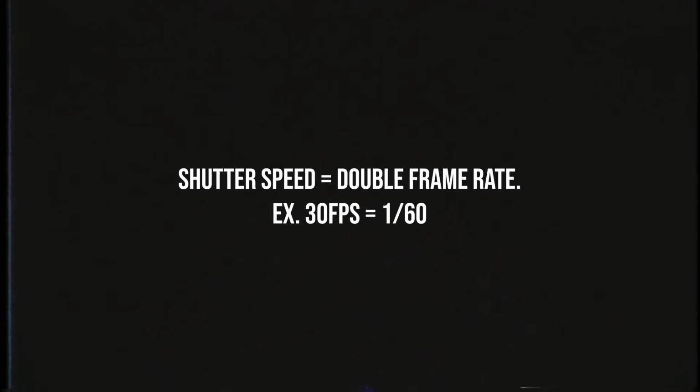Your shutter speed is always gonna be double your frame rate. So if you're shooting at 30 frames per second, you want your shutter at 1/60th, 24 frames per second, 1/50, and 60 frames per second, 1/125. Any slower than that, if there's any movement in your shot, it's gonna look really dreamy, not correct, because it's not the right shutter speed.